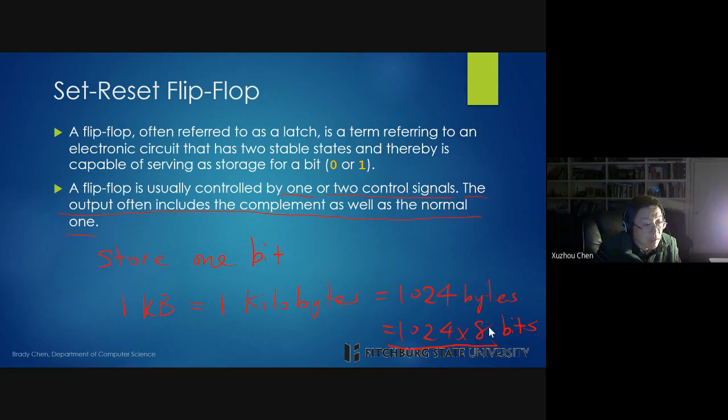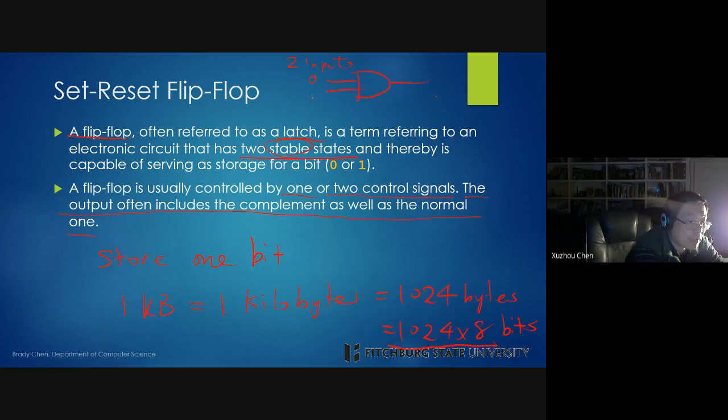Okay, so let's talk about this. A flip-flop is often referred to as a latch. It's basically a term referring to an electronic circuit that has 2 stable states. Remember, it has 2 stable states. Remember, when you build a circuit with, like, an AND gate, you need 2 inputs and 1 output. So in order to generate the output, you have to put in the input values.